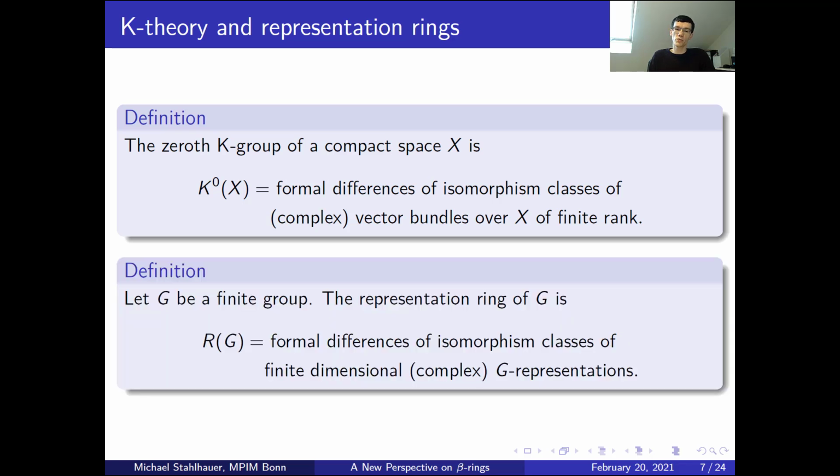In a similar fashion, we can define the representation rings. We start with a finite group. We consider isomorphism classes of finite-dimensional G-representations, and then also there we take formal differences, and this is a ring with direct sum and tensor product as operations.